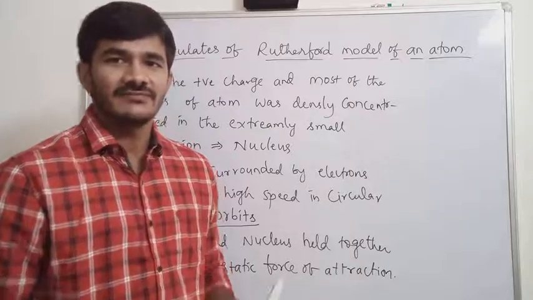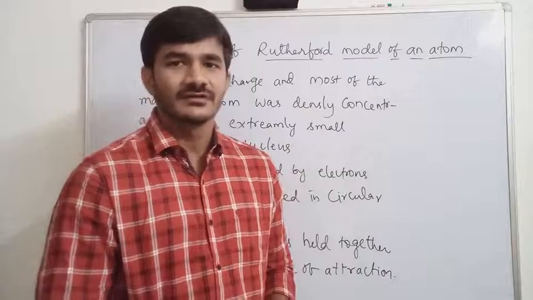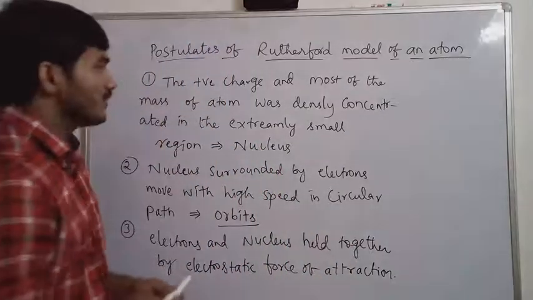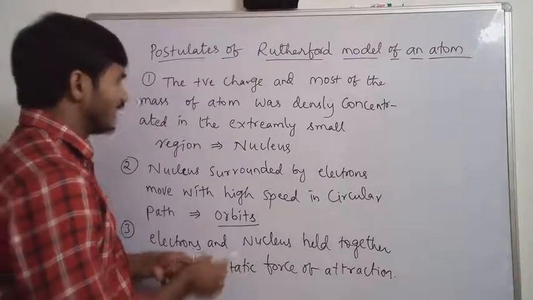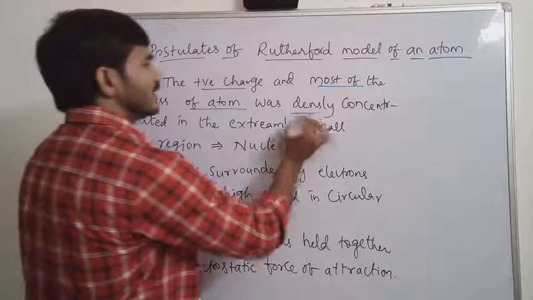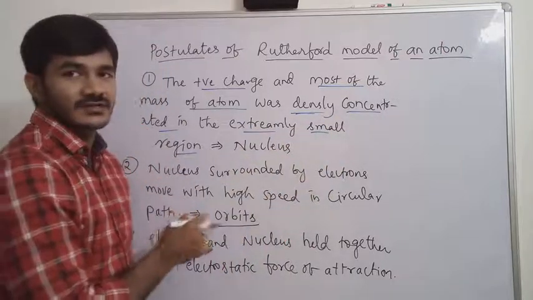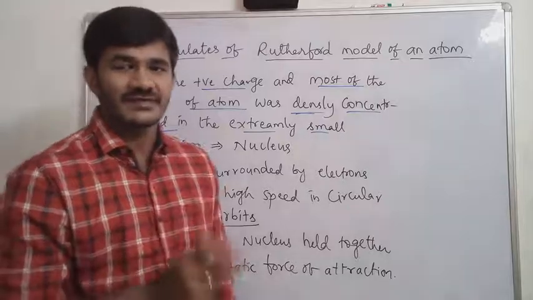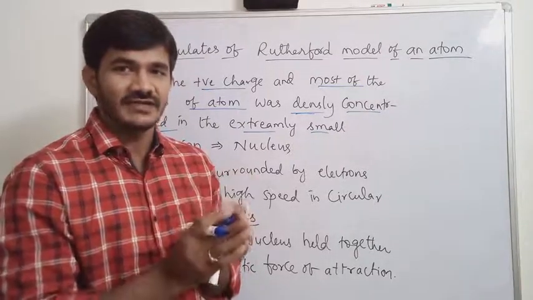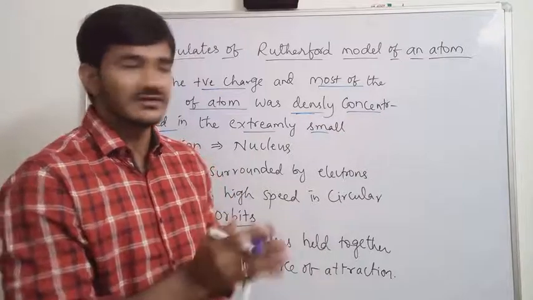Based on the alpha ray scattering experiment, he gave a few postulates about the structure of an atom. The first one: the positive charge and most of the mass of the atom is densely concentrated in an extremely small region. That small region, which is responsible for the mass of an atom, is said to be the nucleus.